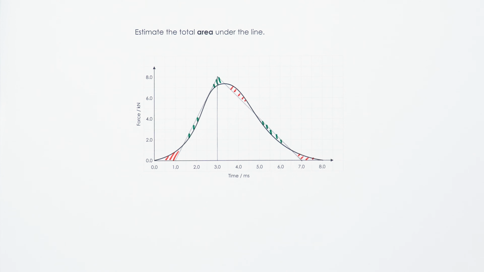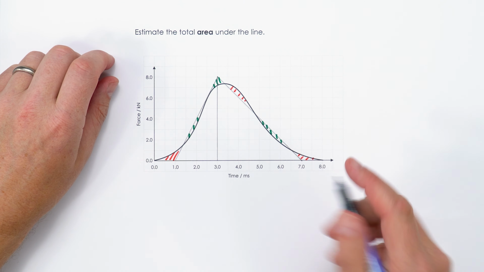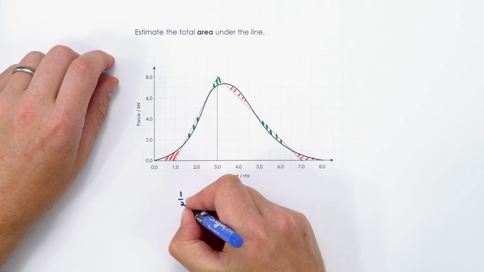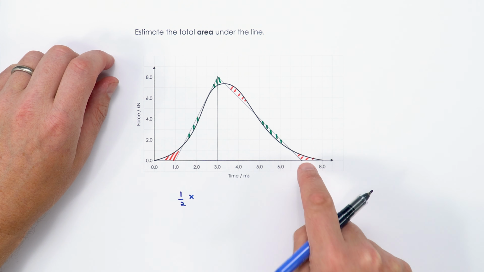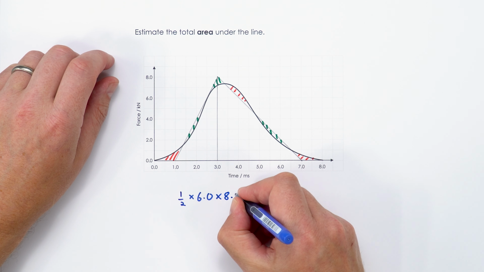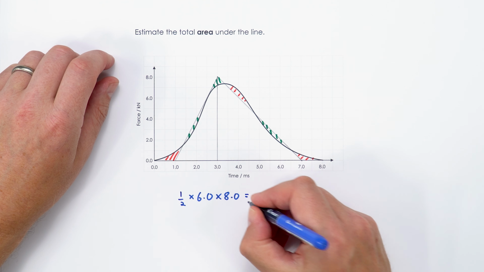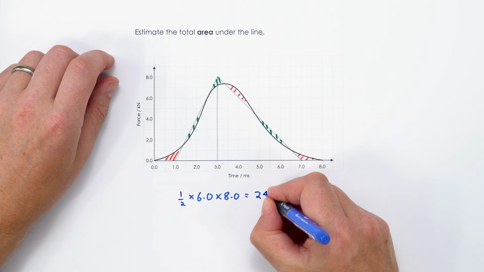So now we've got a triangle and we can work out what the area is. So the area is going to be equal to half base times height. So that's going to be a half times the base goes from 1 to 7, so that's 6.0, and the height is 8. So that's a half times 6 times 8, so half of 48, which is equal to 24.